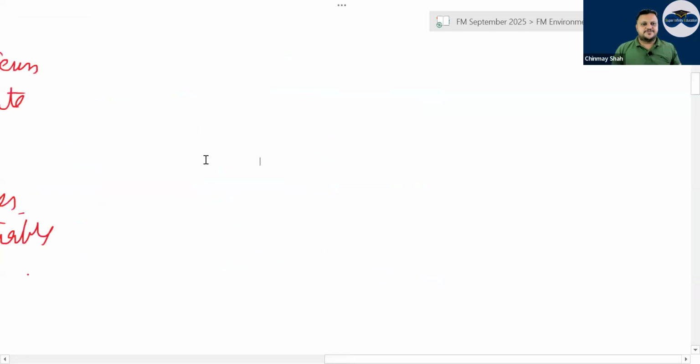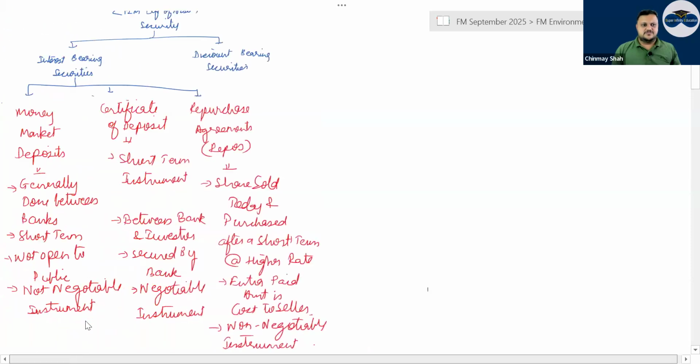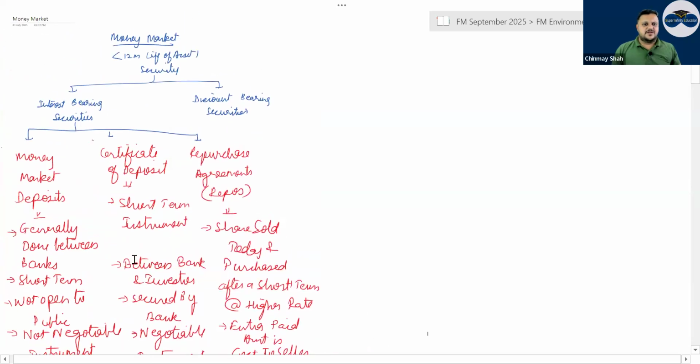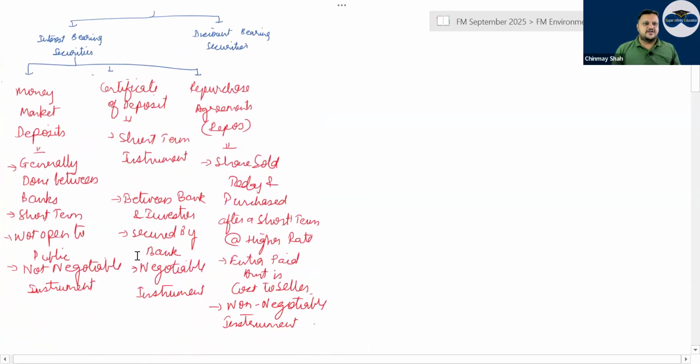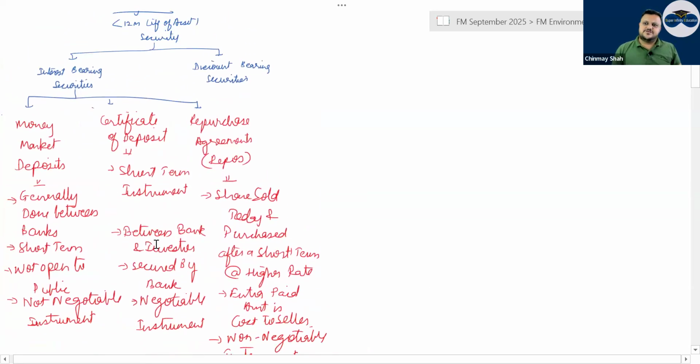In the money market you have certain instruments. What are the instruments? There are interest bearing instruments and discount bearing. Interest bearing: money market deposits. Generally, money market deposits are done between banks, correct? And they are non-negotiable instruments, correct? Certificates of deposit are generally short-term instruments between bank and investor, 30, 60, 90 days, secured by bank and negotiable. It is a negotiable instrument.